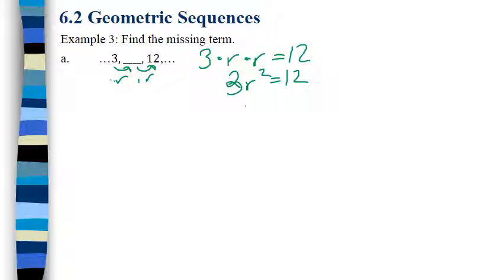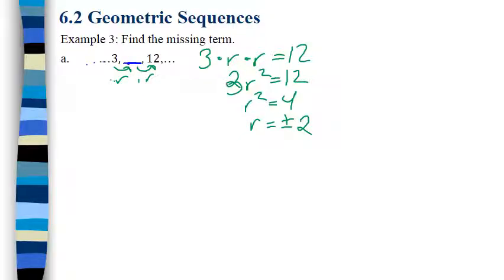If you divide by 3 on both sides, r squared equals 4. And we remember from the radicals unit, if we take the square root of both sides, we end up with r equals positive or negative 2. That is, both positive and negative 2 square to get positive 4. So which common ratio gives us this middle term? And the answer is both of them, because we don't know.